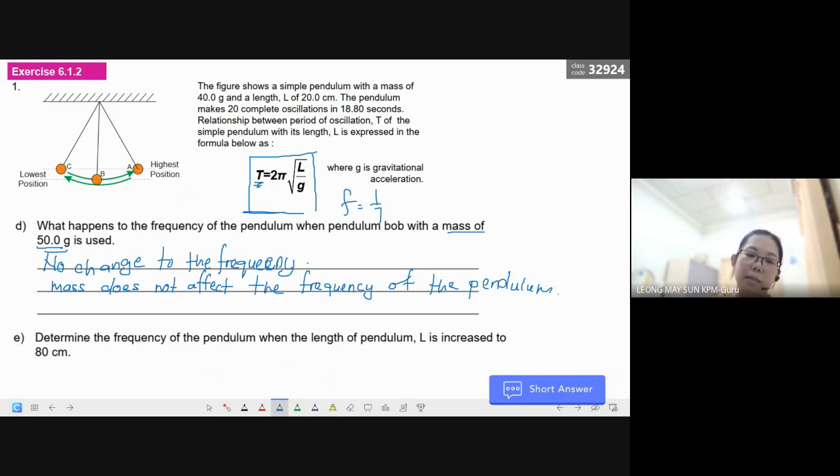Then the question asks, determine the frequency of the pendulum when the length of the pendulum L is increased to 80 centimeters. So over here, only then do we use the formula T equals 2 pi square root of L over g. I have to change 80 centimeters to meters already, so that would be 0.8 over 9.81. Please cross-check the answer, as I'm using my handphone, which I don't think is as accurate as the scientific calculator. 0.8 divided by 9.81 gives 0.0815, then 2 pi square root of that.